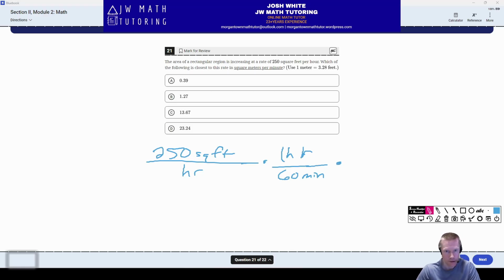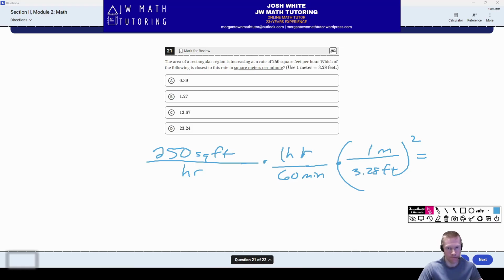So notice 3.28 feet is equal to 1 meter. However, because this is square feet, which is an area, you need to either square this factor or you have to write it twice. You do not just multiply by it once. Technically, what you're going to do is you're going to multiply by it twice.